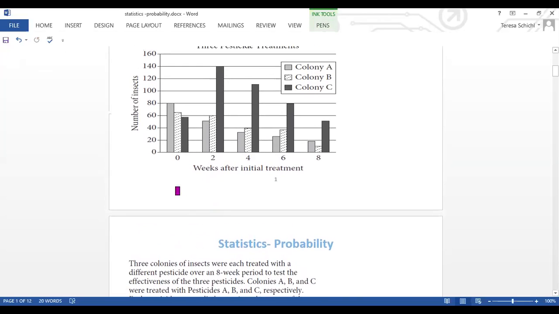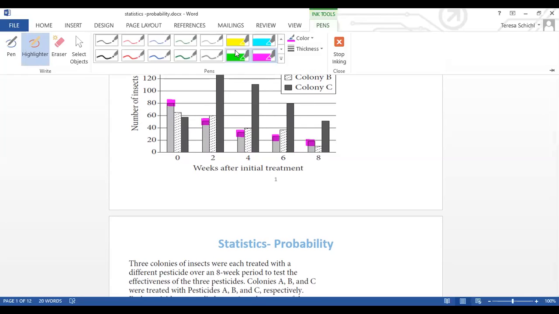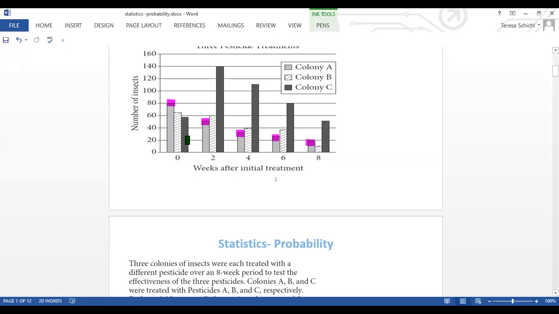So let's take a look. For colony A, it's this solid line, right? We start with 18 and it drops and drops and drops. So I know colony A does show decreasing. Let's take a look at colony B. Does colony B show decreasing or not? It drops a little bit, then drops here, then drops a little bit and drops a little bit. So colony B also does.